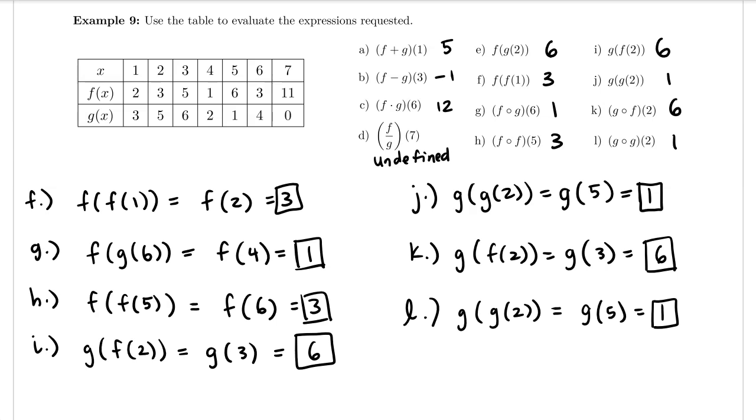And here are the answers for the remaining questions. One thing that I just want to point out is note that the thing that we are solving for in parts J and L are actually the same thing. They're just the different notations that we use for composition. So there are the remaining answers, and that concludes this video on combining functions.